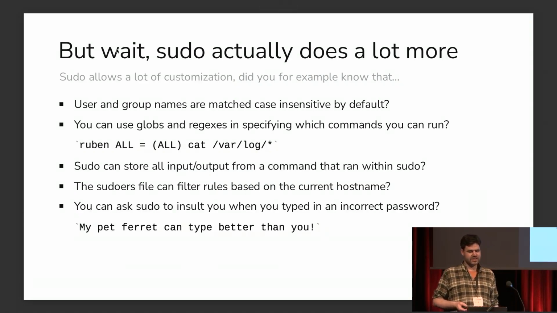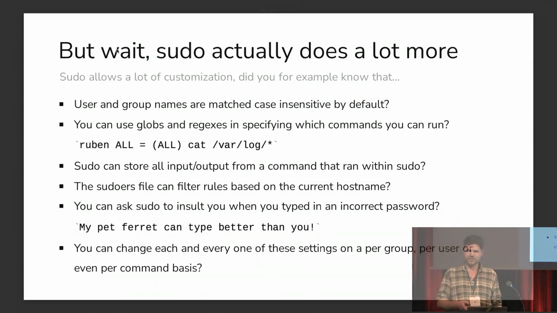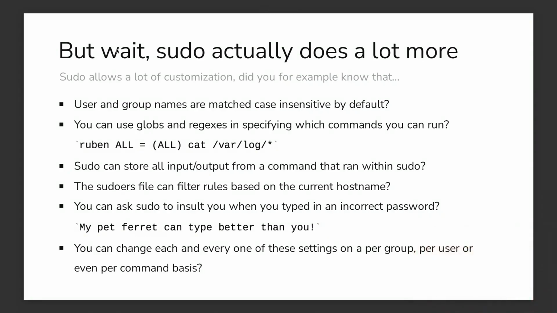Interesting. Did you know that when you type an incorrect password, you can ask sudo to insult you? Great. So for example, this is one of those insults: "My pet ferret can type better than you." And there are lots worse insults in there. And did you know that each and every one of these settings I can change on a per group, but also a per user, but also a per command basis? So each and every one of these settings and lots more settings can change based on anything at all.